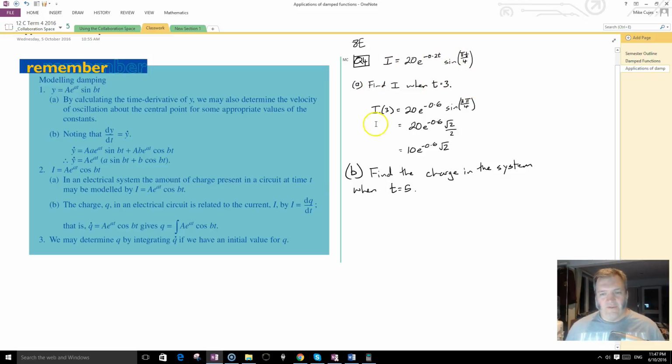We did this in class. We subbed in 3, got that first bit. That was no worries. All right, so we're going to go ahead now and find the charge in the system when t equals 5. We knew that the initial charge was 100. Initial charge of 100. And this is where we went a couple of different ways.